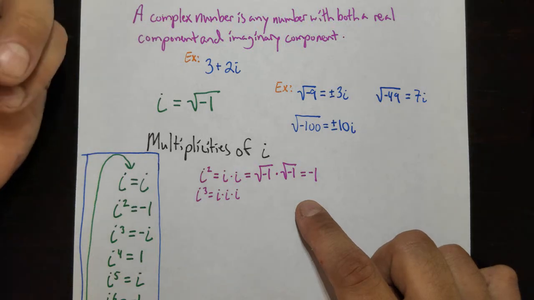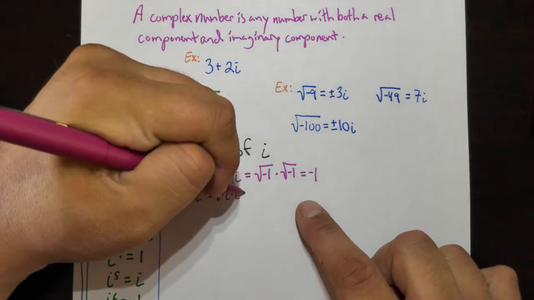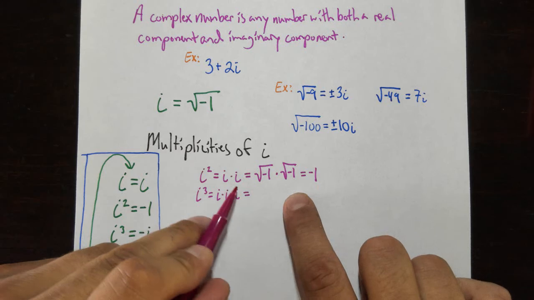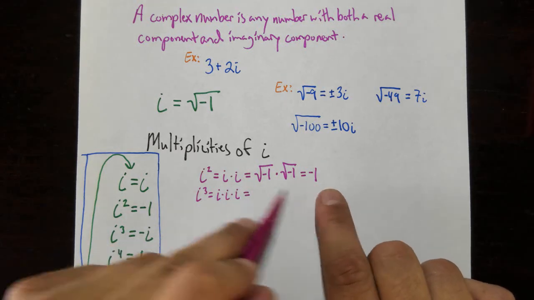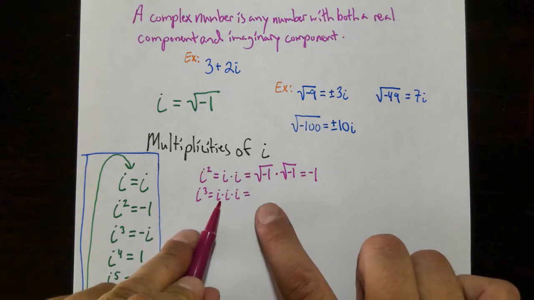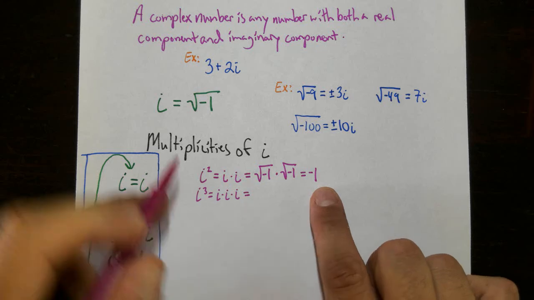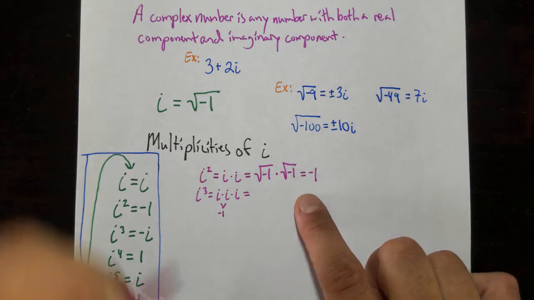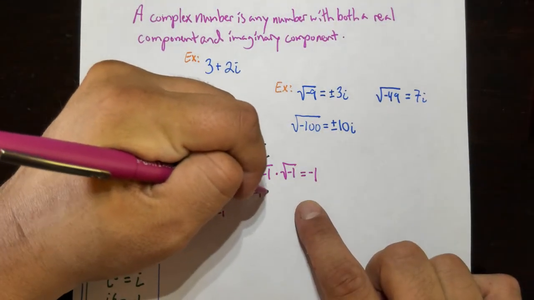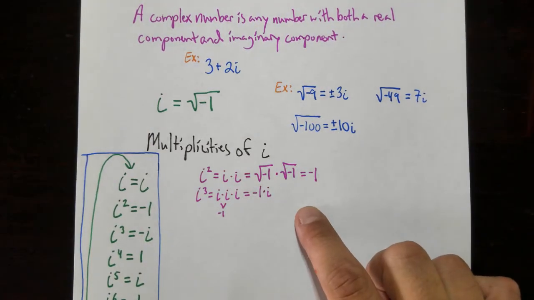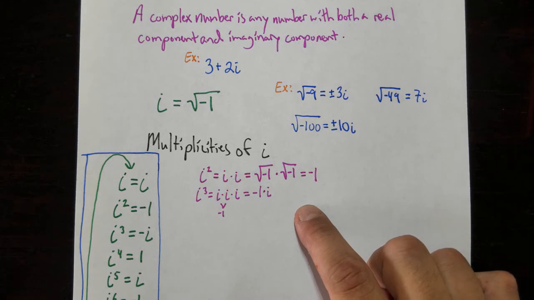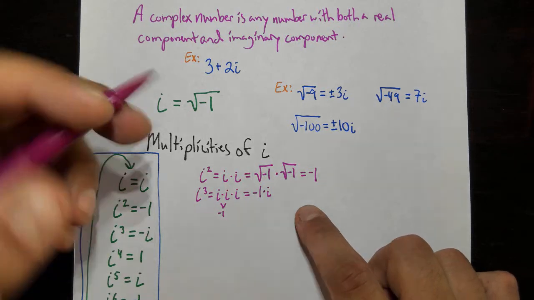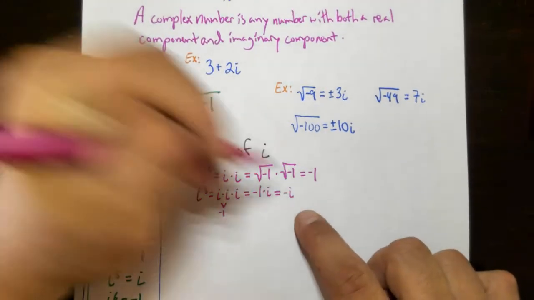So i cubed is equal to i times i times i, which we know i squared is equal to negative 1. So I can say that this is equal to negative 1, this portion. So I could say negative 1 times i, and well, 1 times anything is just itself, but there's that negative, so this is how we get negative i.